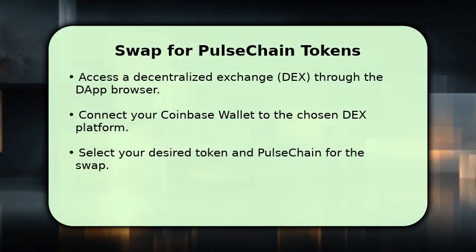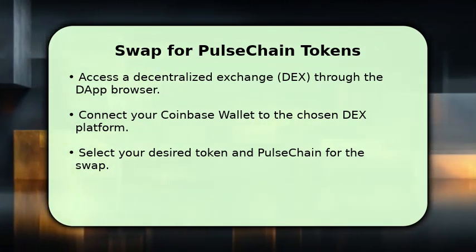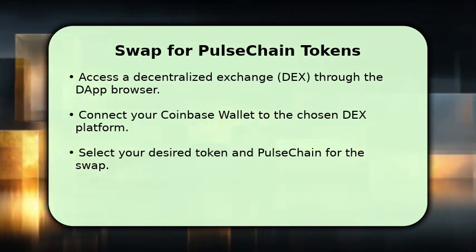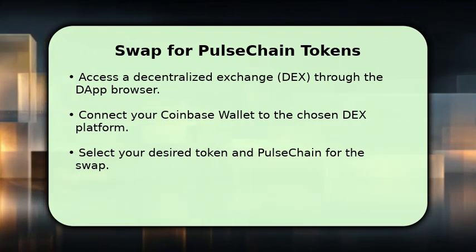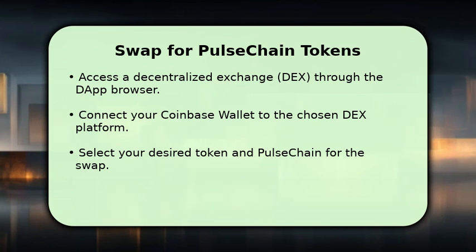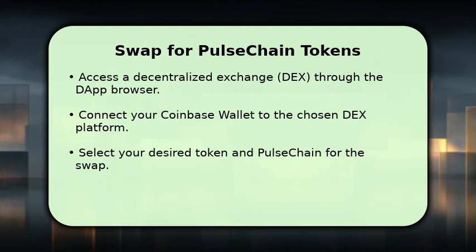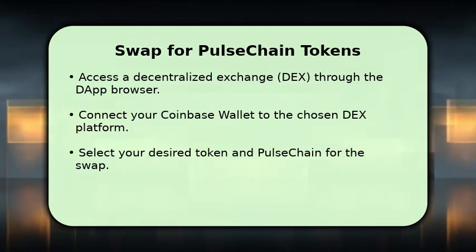Now it's time to swap for Pulsechain. Within your Coinbase wallet, navigate to the D-app browser and search for a decentralized exchange that supports Pulsechain, such as PulseX. Connect your wallet to the DEX. You'll then select the cryptocurrency you wish to trade, for example, Ethereum, and choose Pulsechain as the token you want to receive. Always double-check the swap details and the displayed exchange rate before proceeding.